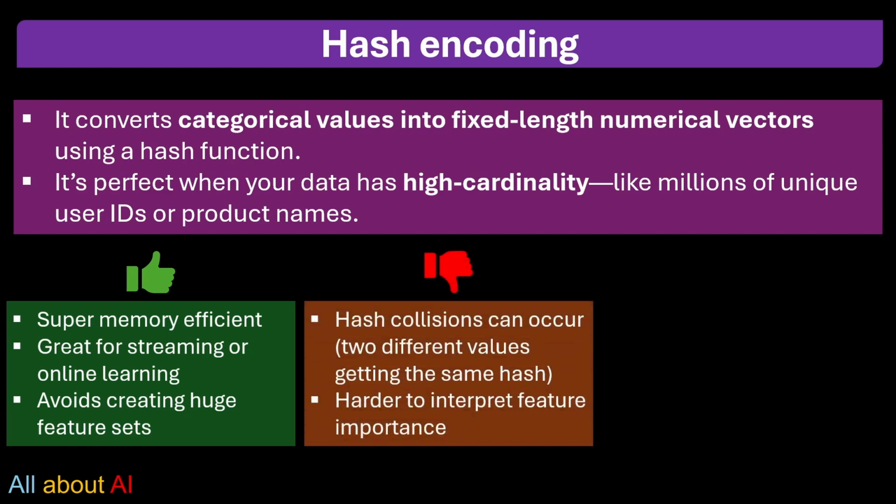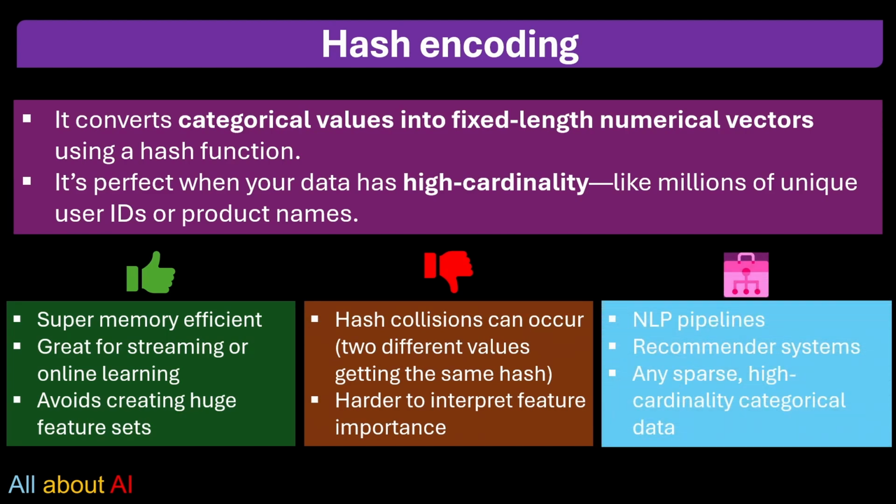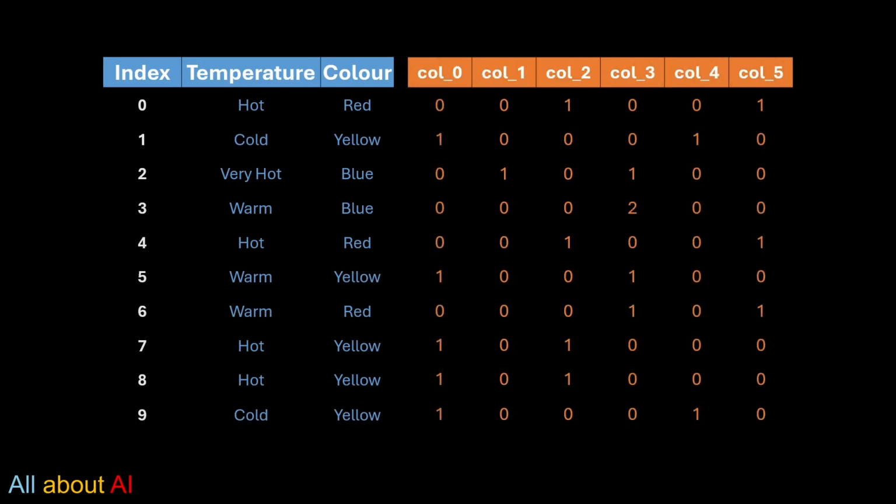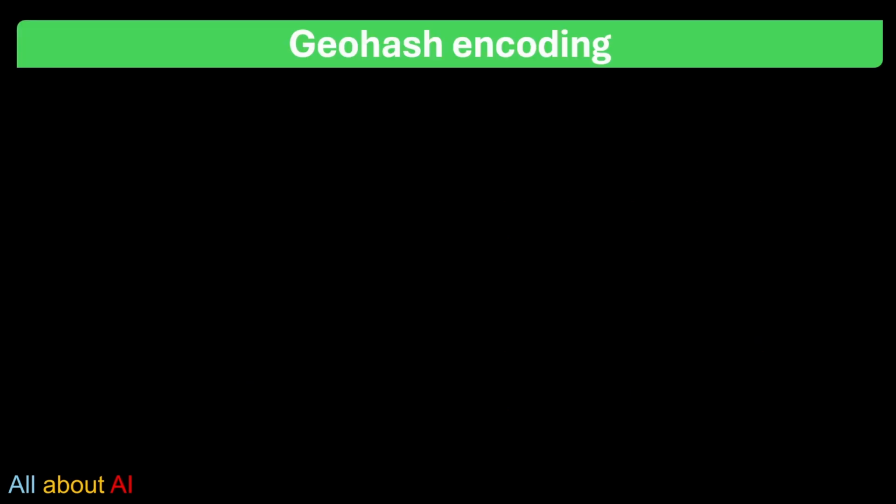But it's not perfect. Sometimes two different values get the same hash. That's called a collision. Also, it's not great if you want to understand what each encoded number really means. It's used a lot in text data, recommendation engines, and online learning models. Now, this is how the hash encoding would look for the temperature and color columns combined together with 6-digit precision. We'll later go through the Python code.